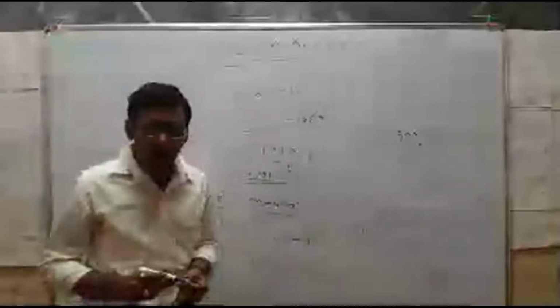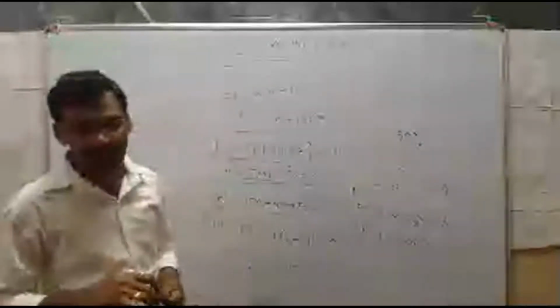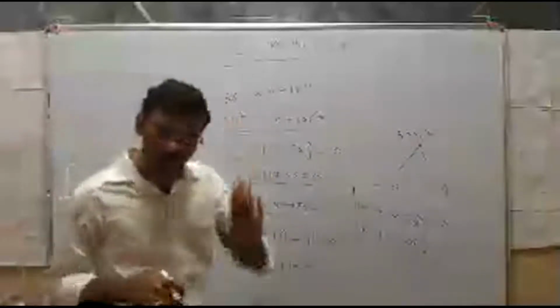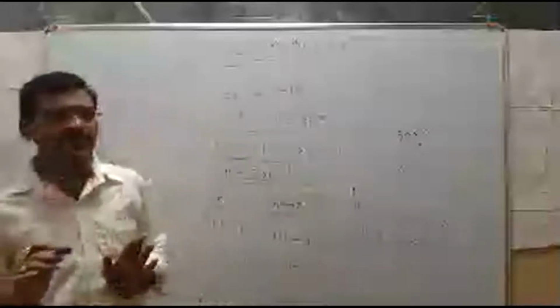It means the sum of the first 4 terms is how much? 78. Or the sum of the first 13 terms is how much? 78. The sum of the first 4 terms is also 78, or the sum of the first 13 terms is also 78.